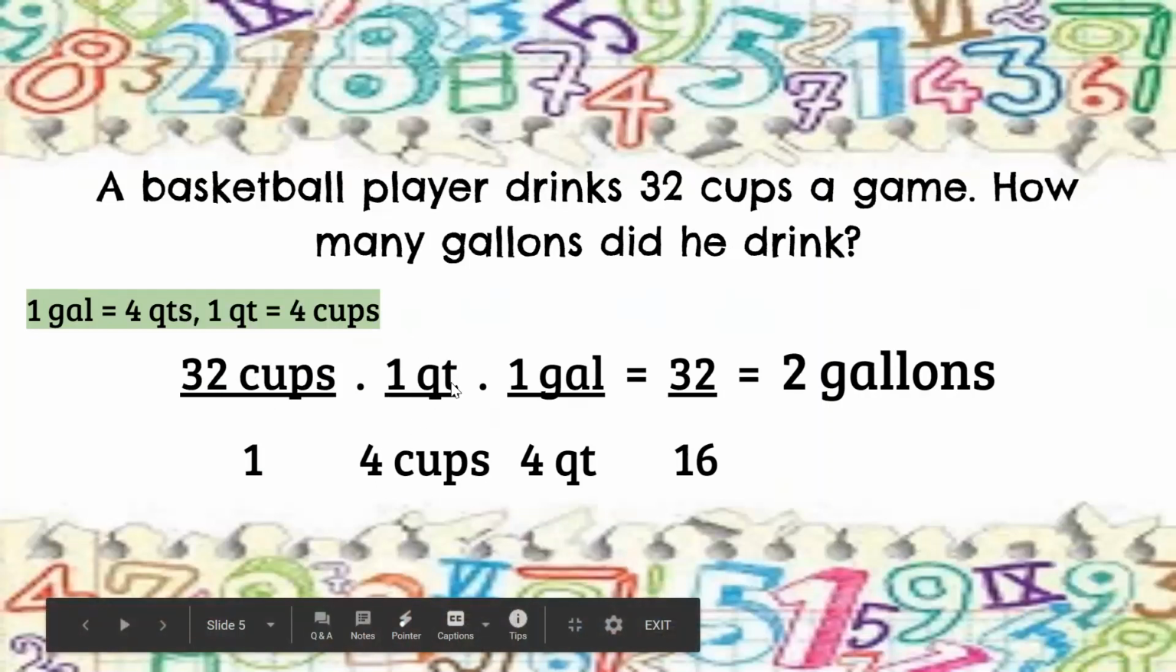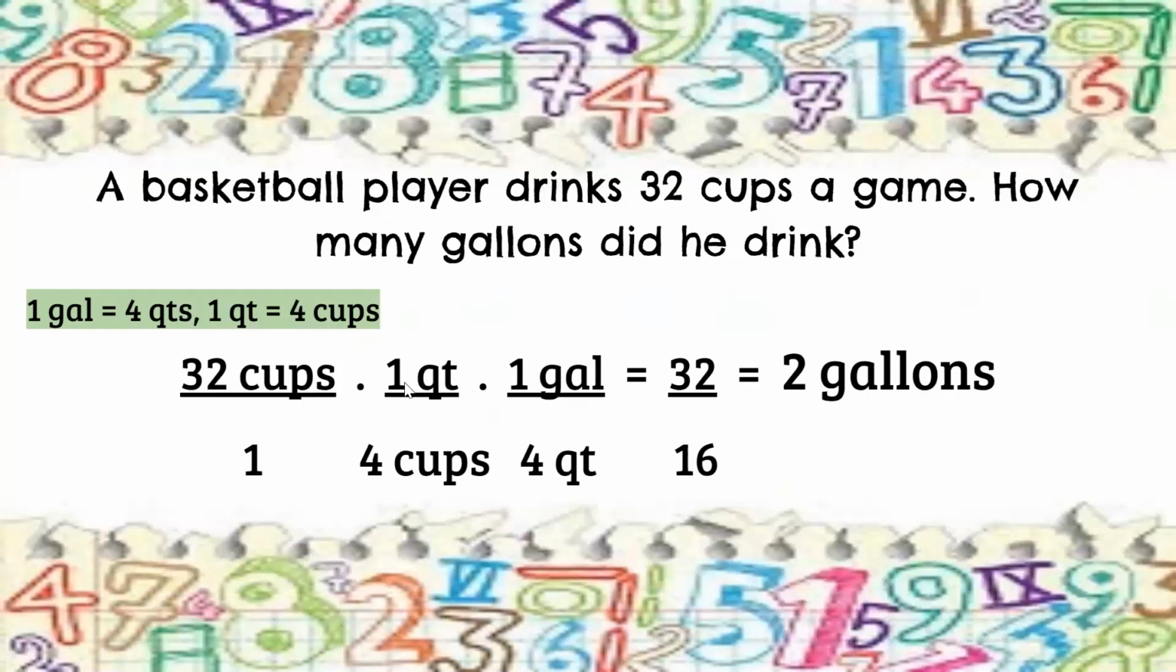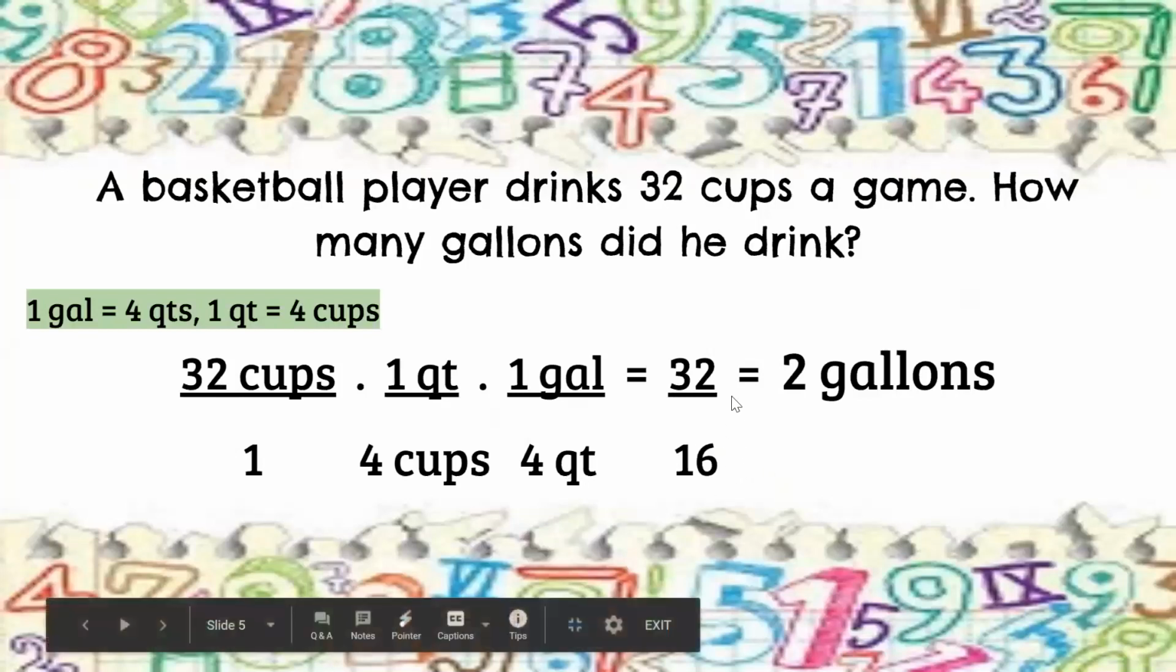But since quart is not the end result unit we want, the unit we want is gallons, we have to convert one more step further and multiply it by 1 gallon over 4 quarts. This way we can cancel out the unit quart, and then it would leave us with gallons, which is what we want. To calculate, we would multiply 32 by 1 equals 32. And then 1 times 4 equals 16. 32 divided by 16 equals 2 gallons, and that is your answer.